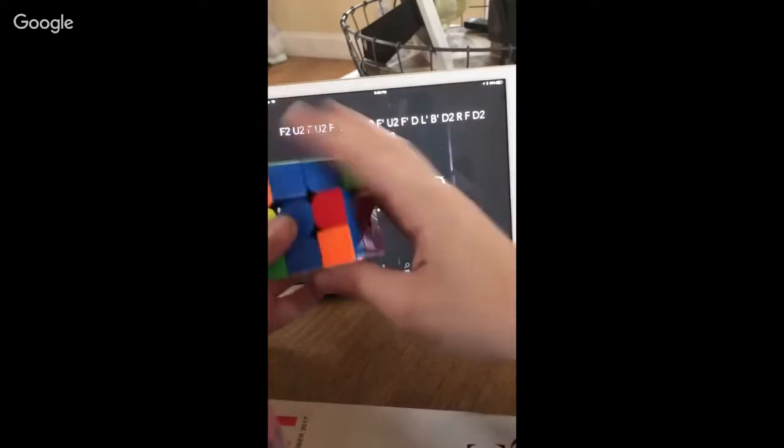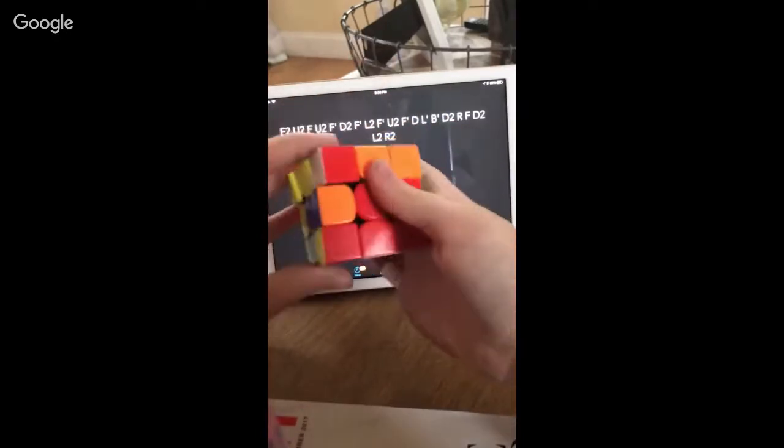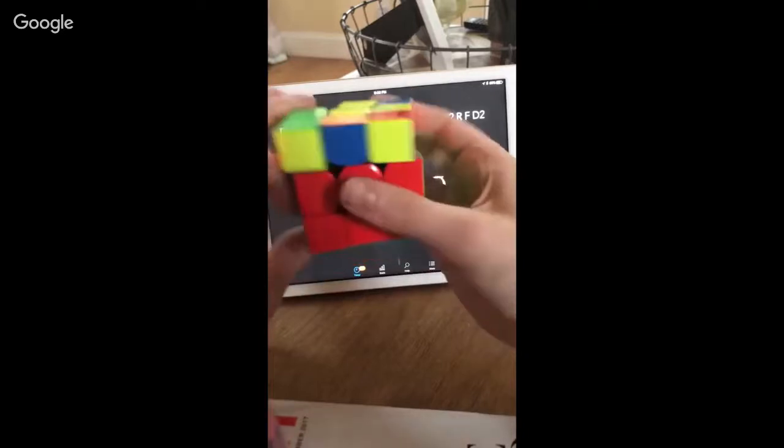So is that a case you learned recently or something? Yeah, I learned a lot of cases where the edge is in the slot and the corner's not in the slot. And it can be hard to keep them all straight. Yeah, I can understand that.